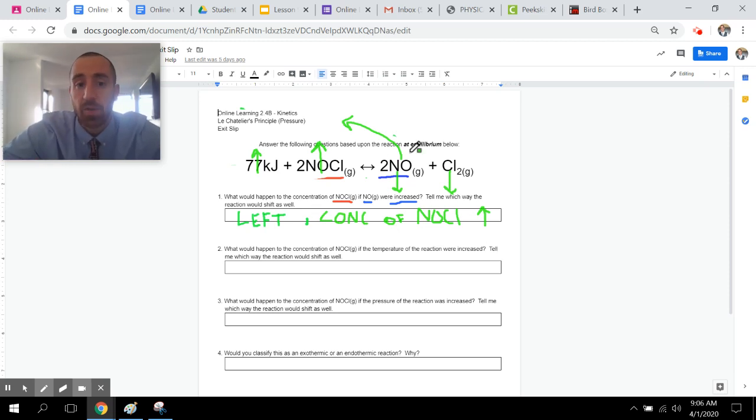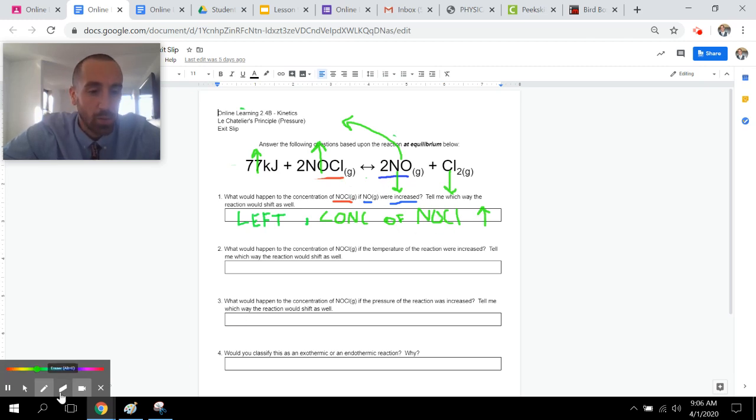Yes, some of you are saying the reaction shifts to the left, therefore the concentrations of my reactants will increase and the concentrations of my products will decrease. That is true, but also remember this question is asking specifically about the reactants. So don't be afraid to speak in very specific terms. Don't speak in general terms, like the reaction shifts to the left and the reaction increases, right? We're not talking about the reaction increasing. We're talking about the concentration of NOCl, which is one of our reactants.